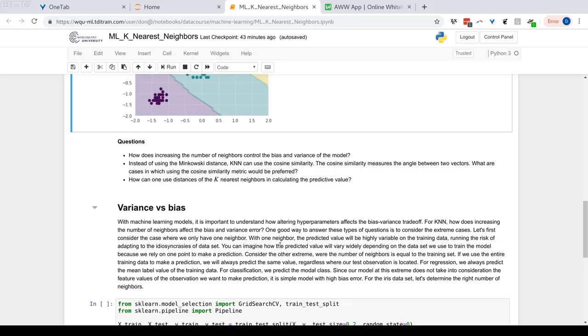We decide to only use one neighbor, only one training point in our analysis, only one training point to make a prediction. Using that one training point, will that be a model with high variance or high bias? Will it be overfitted or underfitted?